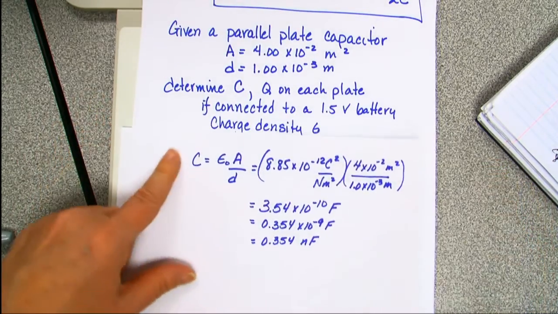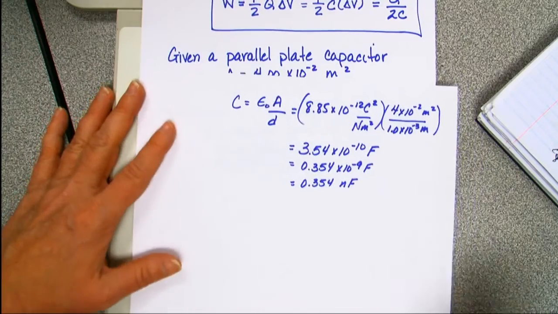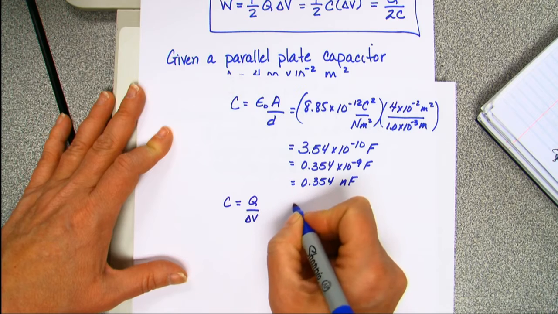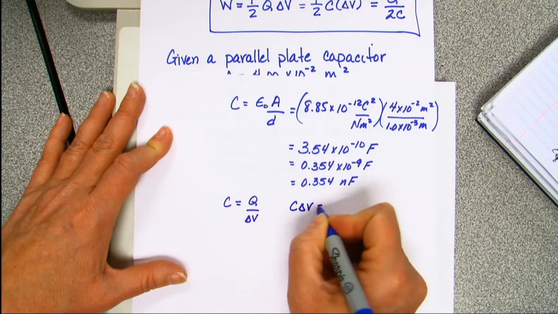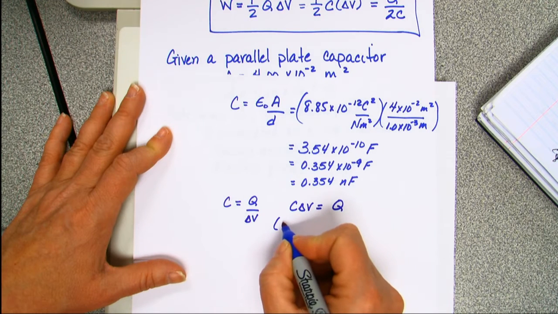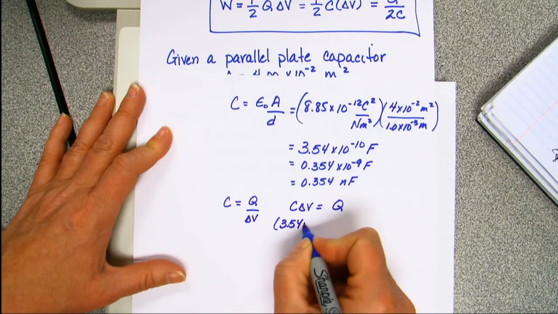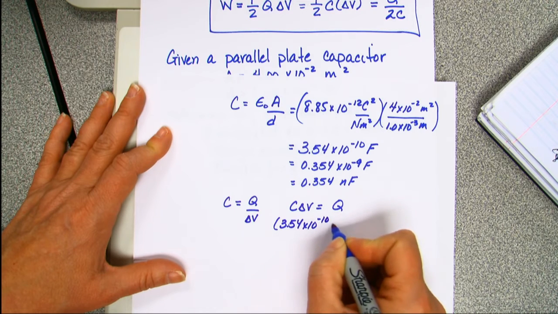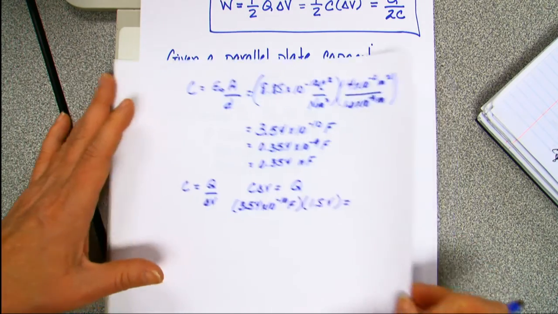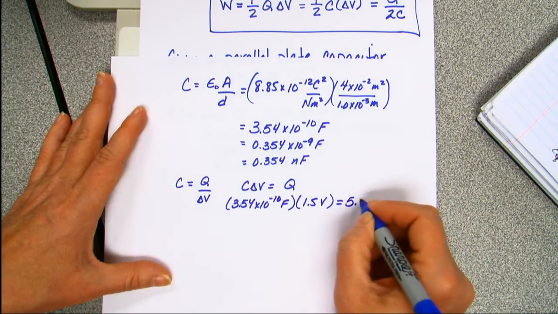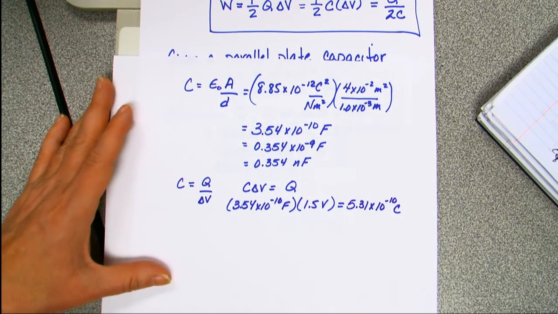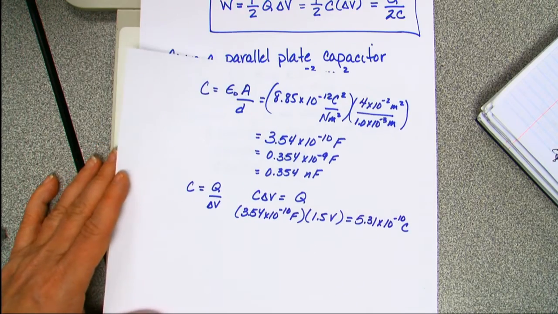So we've determined the capacitance. Now we want to find the charge on each plate. Well, that's easy enough. My capacitance is equal to charge divided by my change in voltage, so capacitance times my change in voltage is going to give me my charge. We got our capacitance, which is 3.54 times 10 to the minus 10 farads. We said we had a 1.5 volt battery. And when we do that, we're going to get 5.31 times 10 to the minus 10 coulombs for my charge.